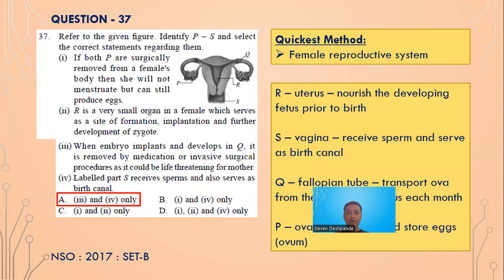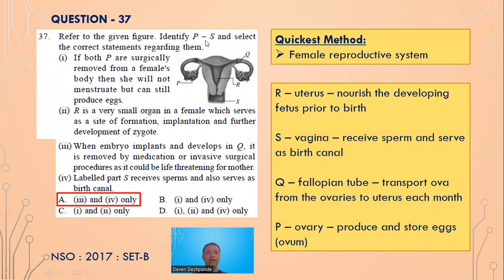Okay, next one. Refer to the given figure, identify P, Q, R, S and select the correct statement. So this is the figure of a female reproductive system, human female reproductive system, isn't it? Where R is the uterus, which is helpful in nourishing and developing the fetus, the baby, prior to birth, isn't it? S is the vagina, which receives the sperm and it serves as the birth canal. The baby comes out from the vagina. Q is the fallopian tube, and it basically helps in passing of the ovum, which are made by the ovary, or the eggs. They pass through the fallopian tube and come to the uterus, isn't it?